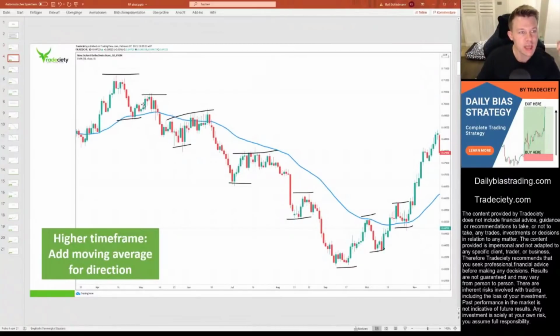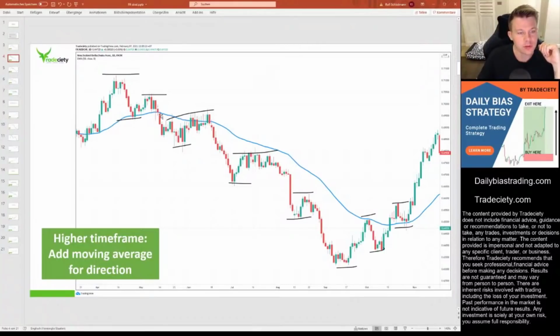And we can also add a moving average to the higher time frame to help us understand, okay, are we in a bull market? Are we in a bear market? Are we looking for longs and shorts? And generally speaking, by the way, this is the 50 period moving average.